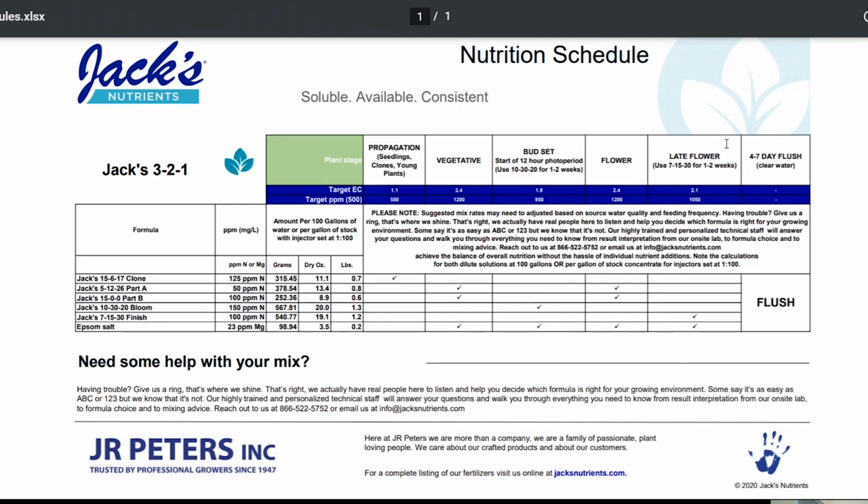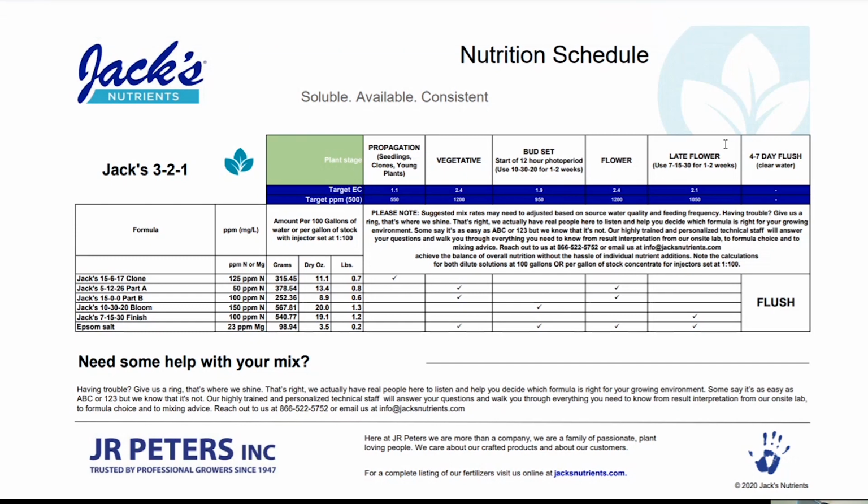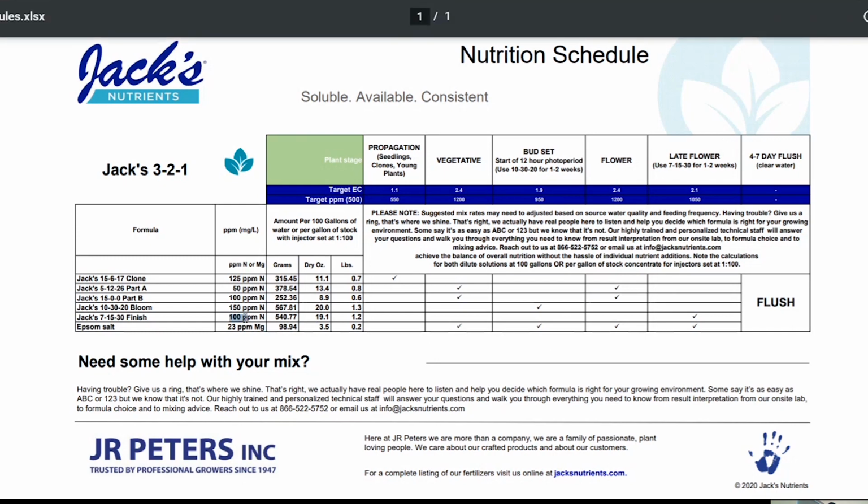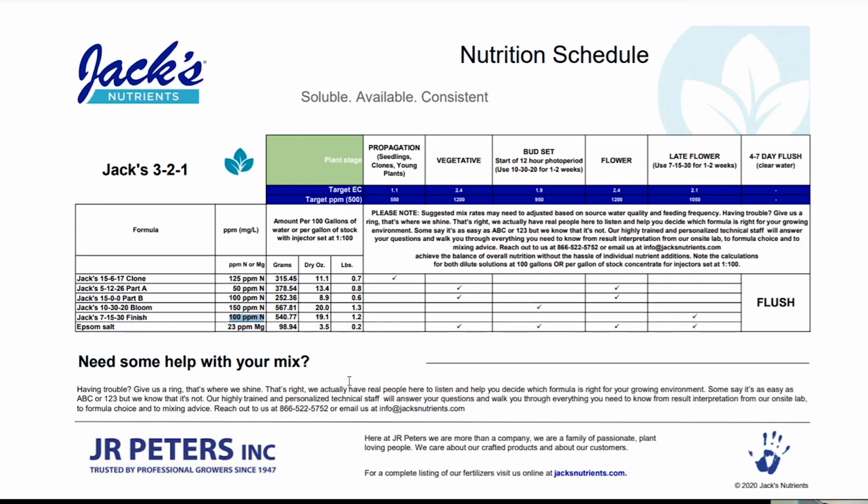Yep, exactly, Mason. So you said it exactly right. As we approach this late flower stage, about 1 to 2 weeks before the clear water flush, we're going to reduce our nitrogen rate, as we see over here, to 100 parts per million nitrogen by using the 7-15-30 finish. So this formula is really going to provide elevated levels of potassium while keeping our nitrogen rate nice and low.